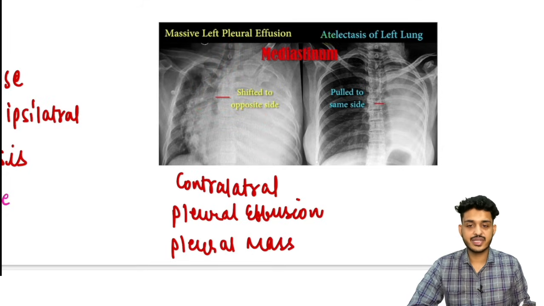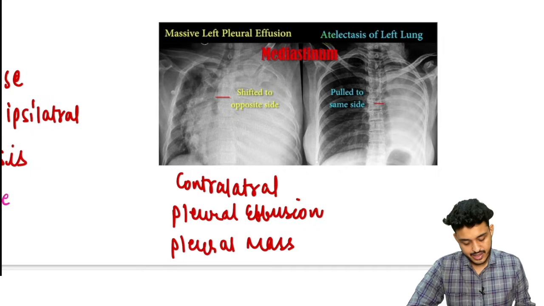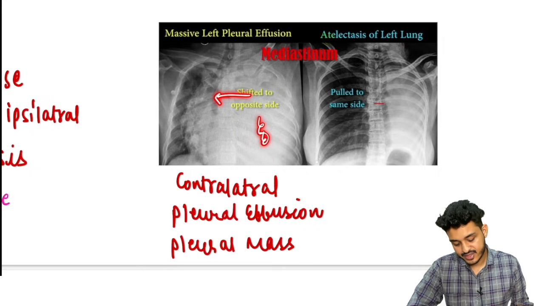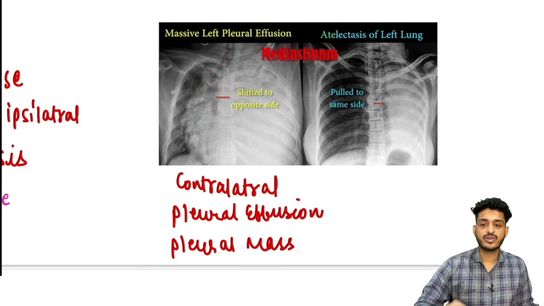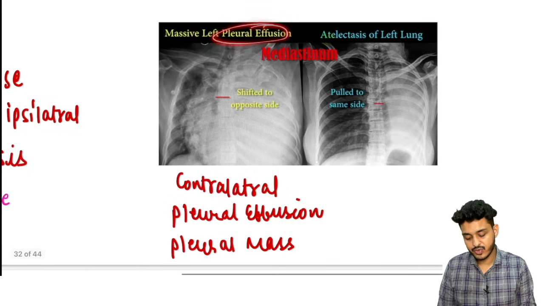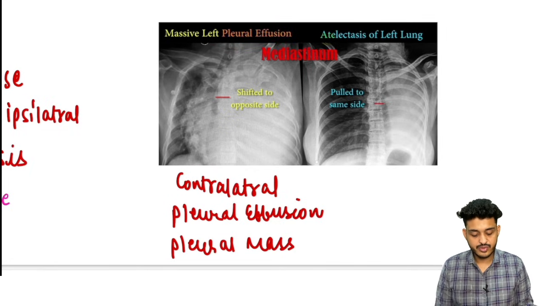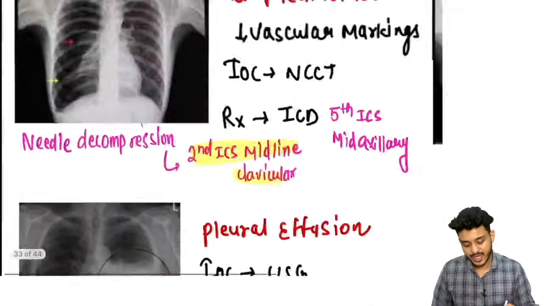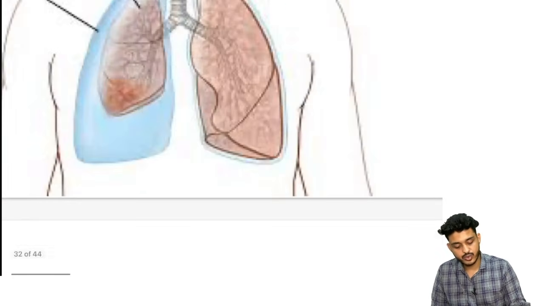Normally air should be there, air will be appearing black, right? Here there is a problem. Now the trachea is shifted to the opposite side. This is going to be seen in massive pleural effusion. Pleural effusion means what? You will be having a cavity. This cavity is known as the pleural cavity.